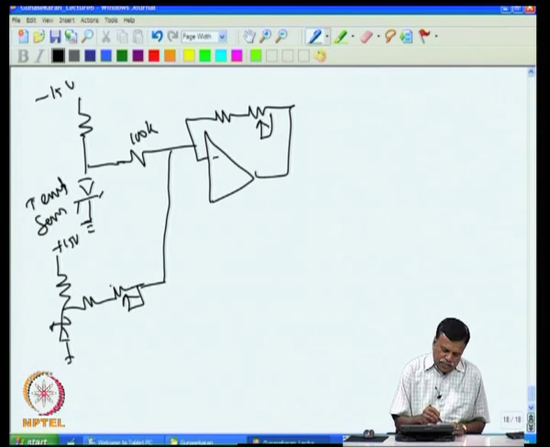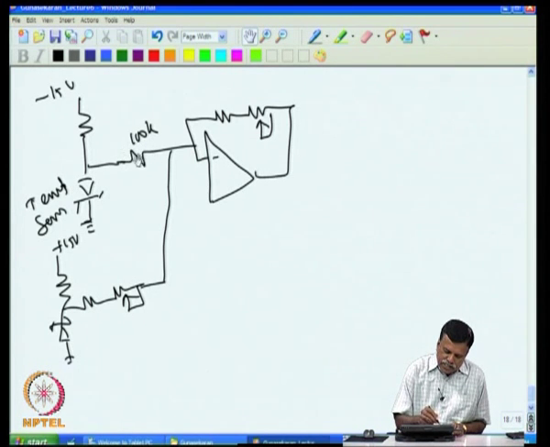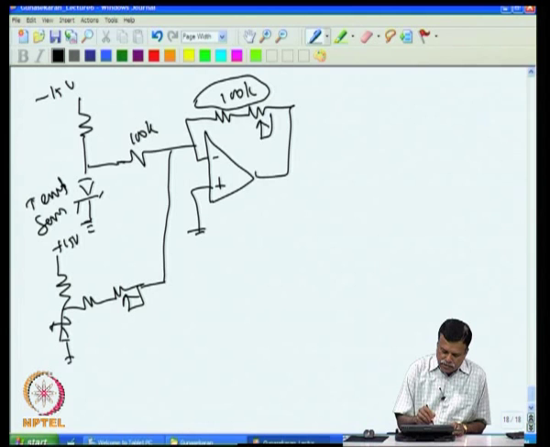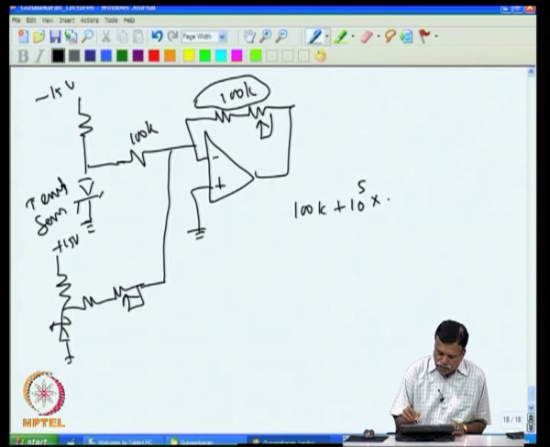So, we assume that this is not drifting, this is drifting minus, and this is drifting plus. So, assume both values put together are 100K. If I calculate what the resistance will become at 100 ppm, then it will be 100K plus this 100K, 10 power 5, into 100 ppm, 100 by 10 power 6, for 100 degree I put this.